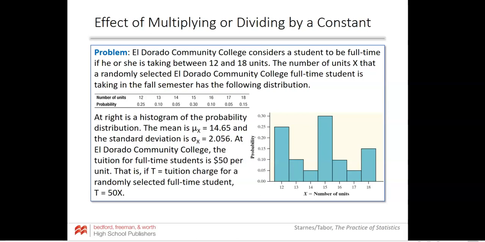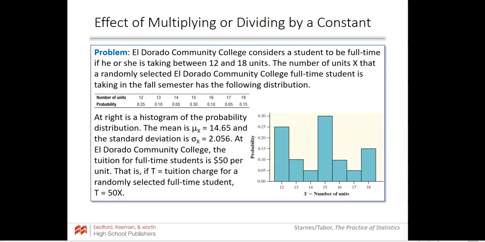So that's a nice probability distribution there that's shown. You can see that most students, 15 is pretty popular. There's some students who take 12 and some that take 18. So at the right is a histogram of the probability. Oh, that's a nice picture of it. So the mean is right near the middle there, 14.65. Standard deviation of 2.056. So typically, deviation from the mean of about 2.056 hours or units there.